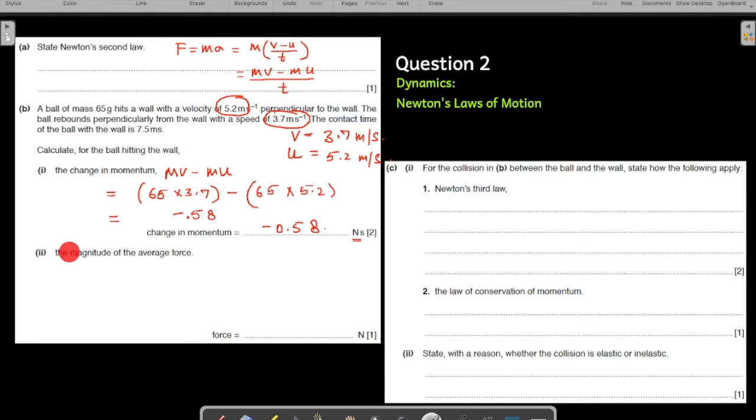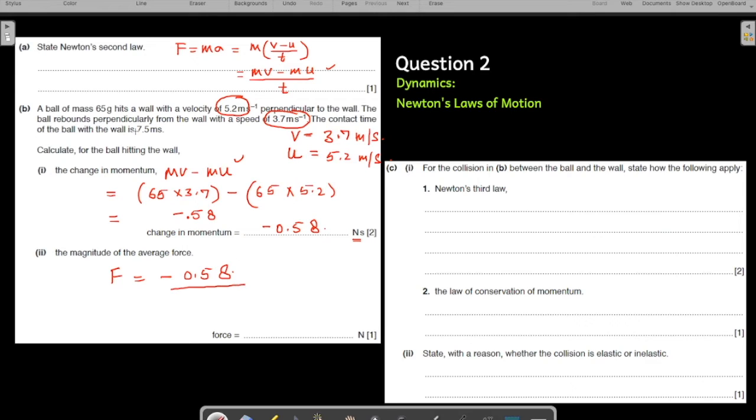Second part, the magnitude of the average force. You are just working on this formula. You found the numerator here, and you know the time value as well. All you have to do is divide your answer here with T. The numerator you have already calculated, so force is: numerator is already done, so minus 0.58 divided by time.